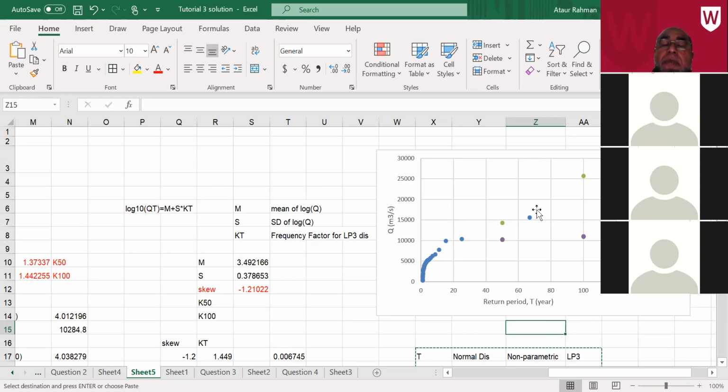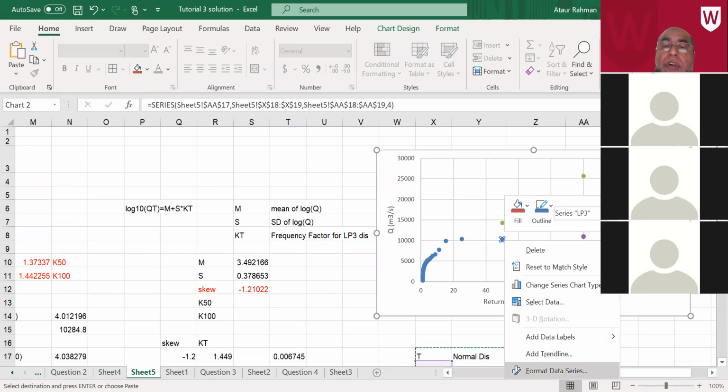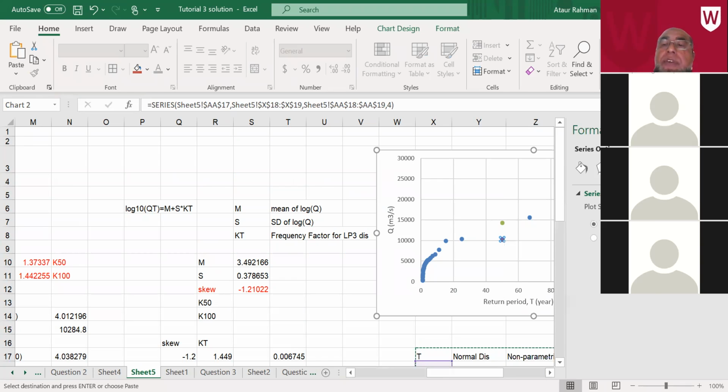And most of the time, when we have the other return periods, then we can join these as a line. So we can do format data series. And what is this? More things here. Vertical axis, vertical flow, series, normal distribution. So if we select the normal distribution here.